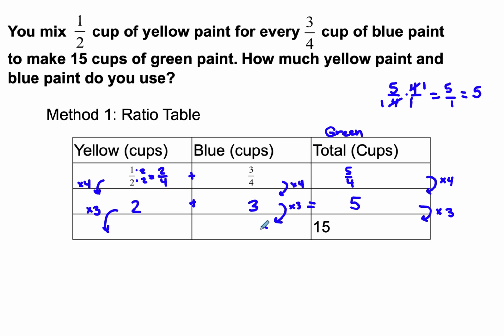Three times 3 is 9. 2 times 3 is 6. 6 cups of yellow mixed with 9 cups of blue is going to give you 15 cups of green. So my final answer is 6 cups of yellow and 9 cups of blue.